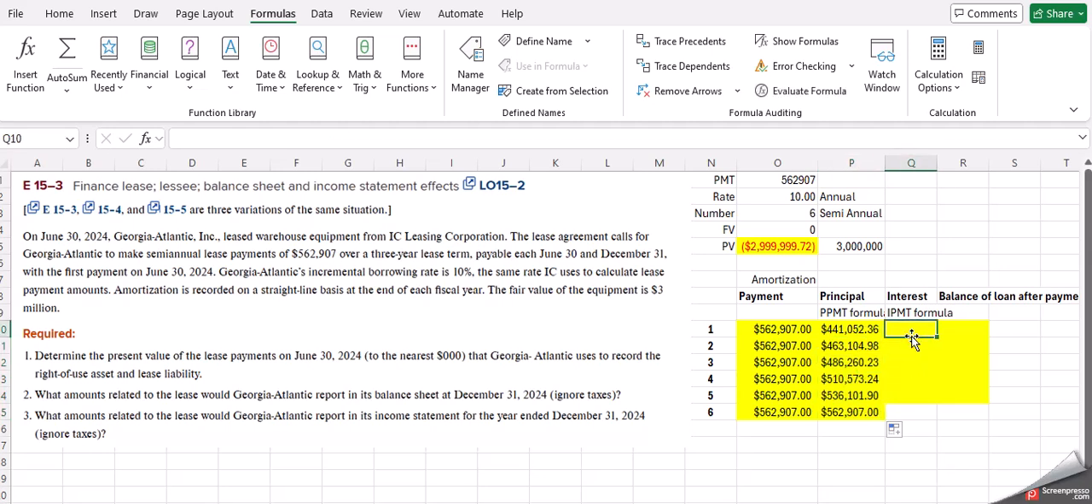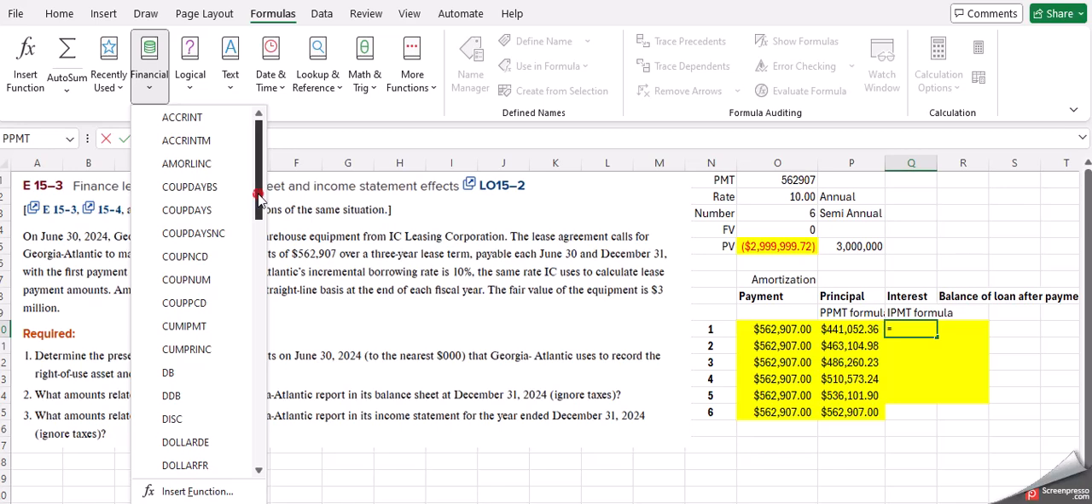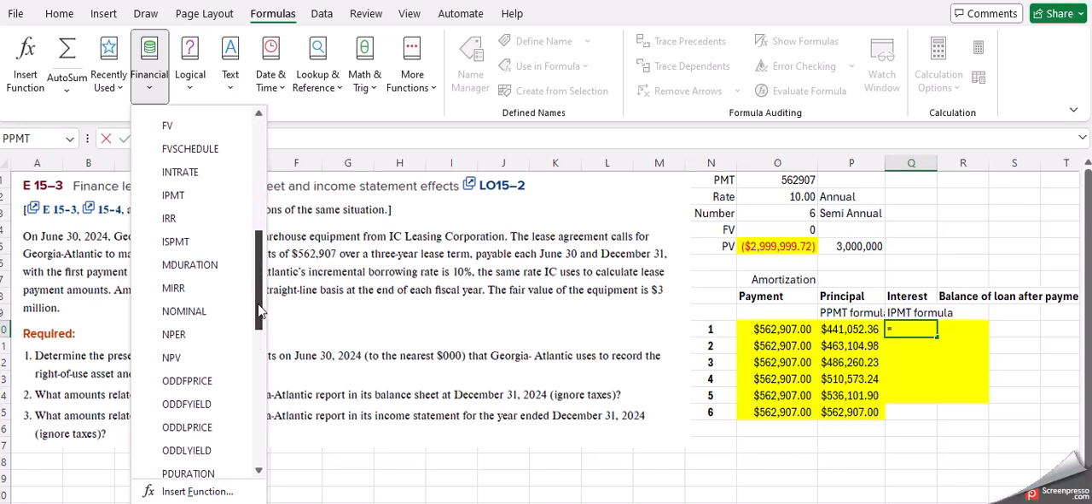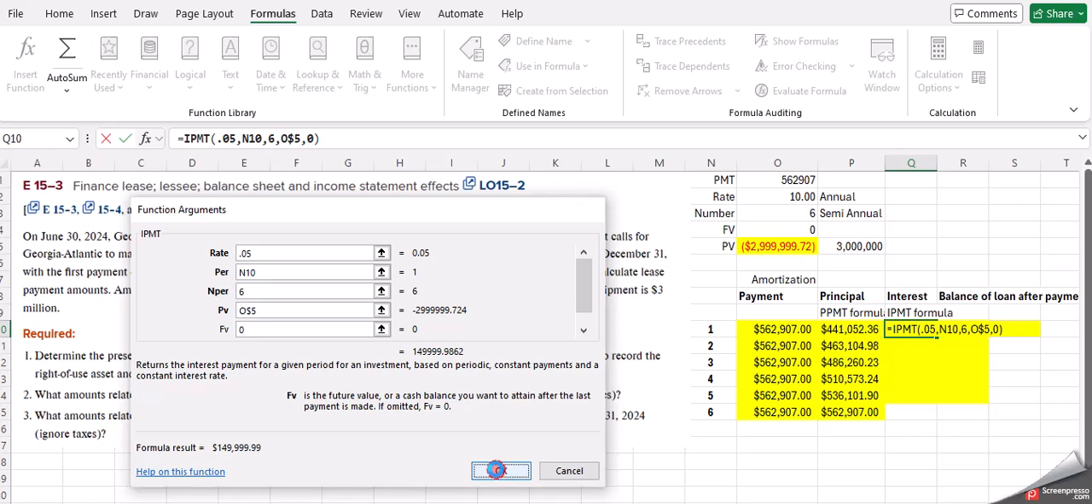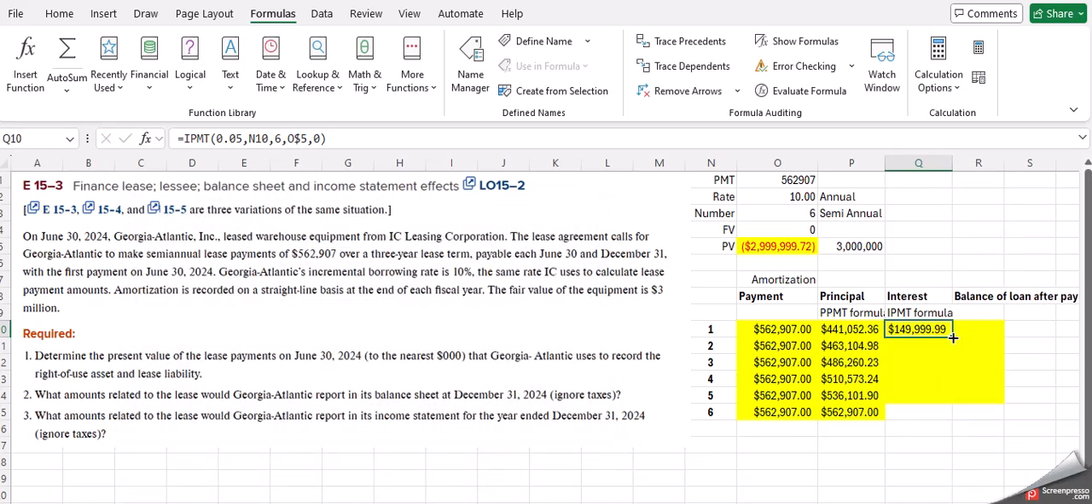Then we'll do the same thing for the interest. So that interest is going to be the IPMT. And our rate is going to be the 0.05. Our number is going to be that cell. Our N is going to be 6. Our present value is going to be that cell, but again, I'm going to put my dollar sign in there so it doesn't change. No future value, and then say OK. And then now we will carry that down.